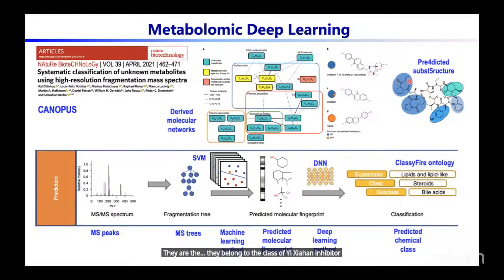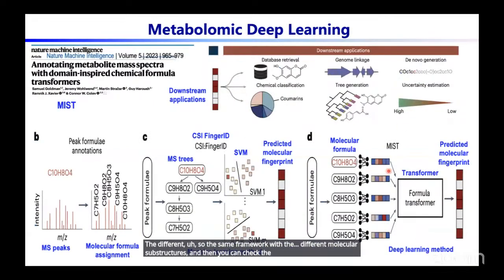If some substructure belongs to it, we know that we actually generated new derivatives that have the kind of activity we want. So this is an example of the applications. So the generative AI becomes useful because you can use the AI to generate the same framework with different molecular substructures, and then you can check the activity using this method.